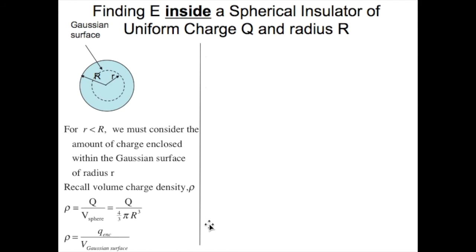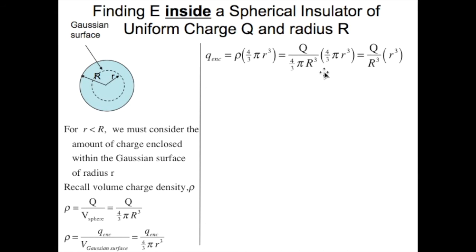And then rho, as far as the Gaussian surface is concerned, is Q enclosed over V of the Gaussian surface. The Gaussian surface, again, is this dotted line that we've drawn. It is also a sphere. And so little q enclosed over 4/3 pi little r cubed. These should be the same, and so we can set these equal to each other. We can use them proportionally. So Q enclosed is rho times 4/3 pi r cubed, but rho is also equal to this, so we plug this in for rho, and we get some things canceling out. We end up with Q little r cubed over big R cubed. So that's Q enclosed.